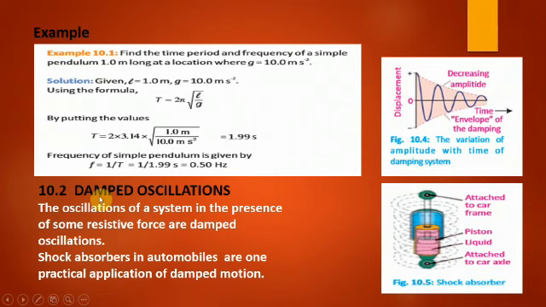Next topic, students, is the damped oscillations. What are damped oscillations? The oscillations of a system in the presence of some resistive force are damped oscillation. Means कि जब भी कभी बॉडी वाइब्रेट कर रही होगी या ऑसिलेट कर रही होगी, बट उसको कोई रेजिस्टिव फोर्स स्टॉप कर रही होगी, उसकी वाइब्रेशन को कम कर रही होगी, दैट इज डैम्प्ड ऑसिलेशंस.